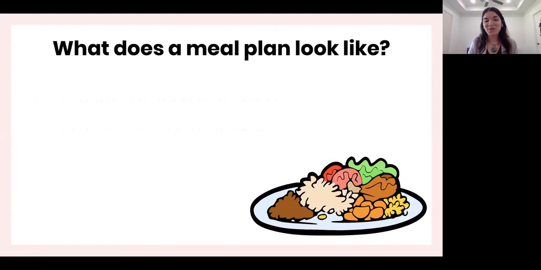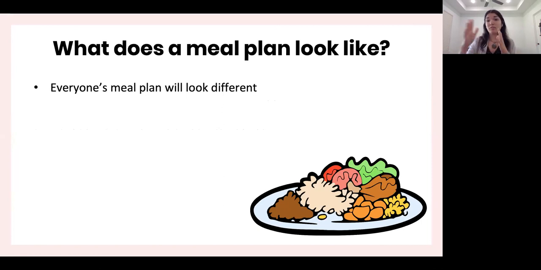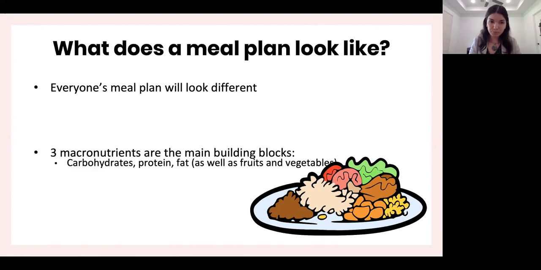So what does a meal plan look like? I know this is often one of the first questions clients want to know, or they might be nervous to know what a meal plan looks like. I want to start by saying that everyone's meal plan will look different because everyone's needs are different, and it's important to note that throughout the recovery process, the meal plan will, I'm 99% sure, change throughout the process. So this is adaptable, and it will change from person to person.